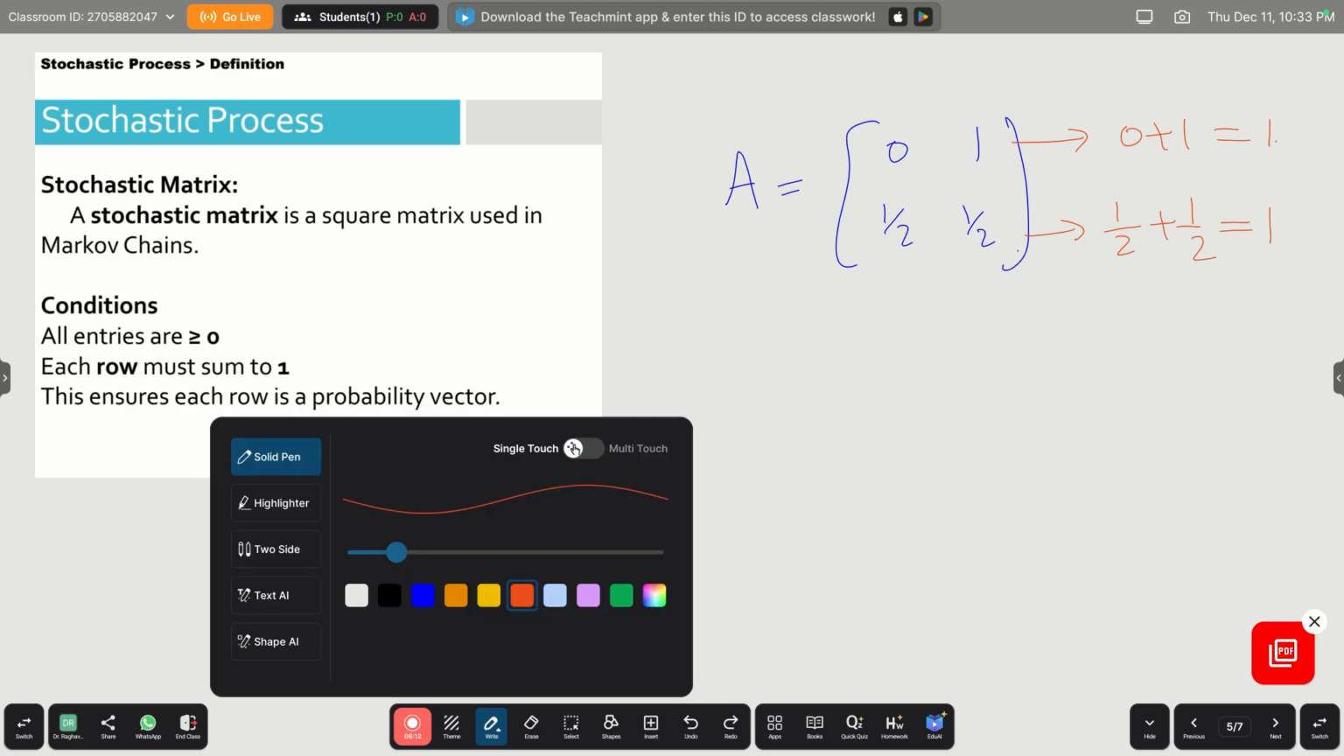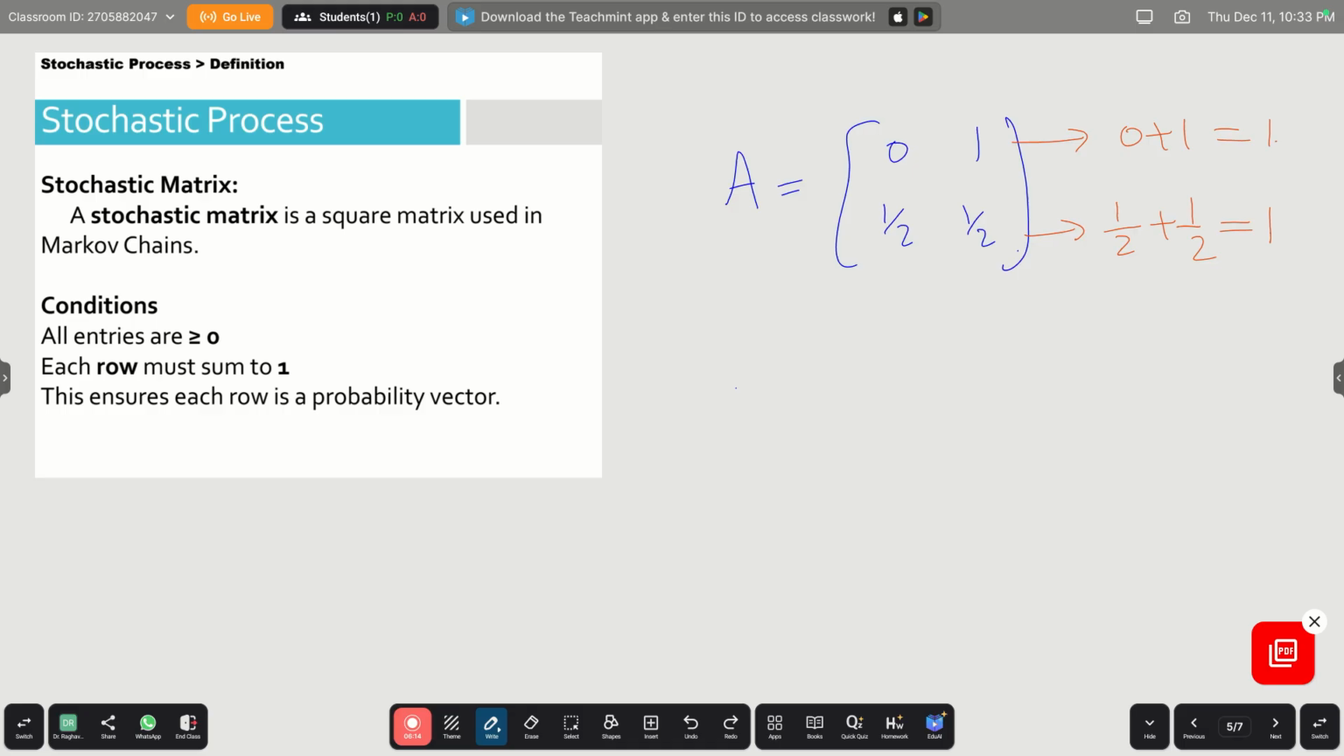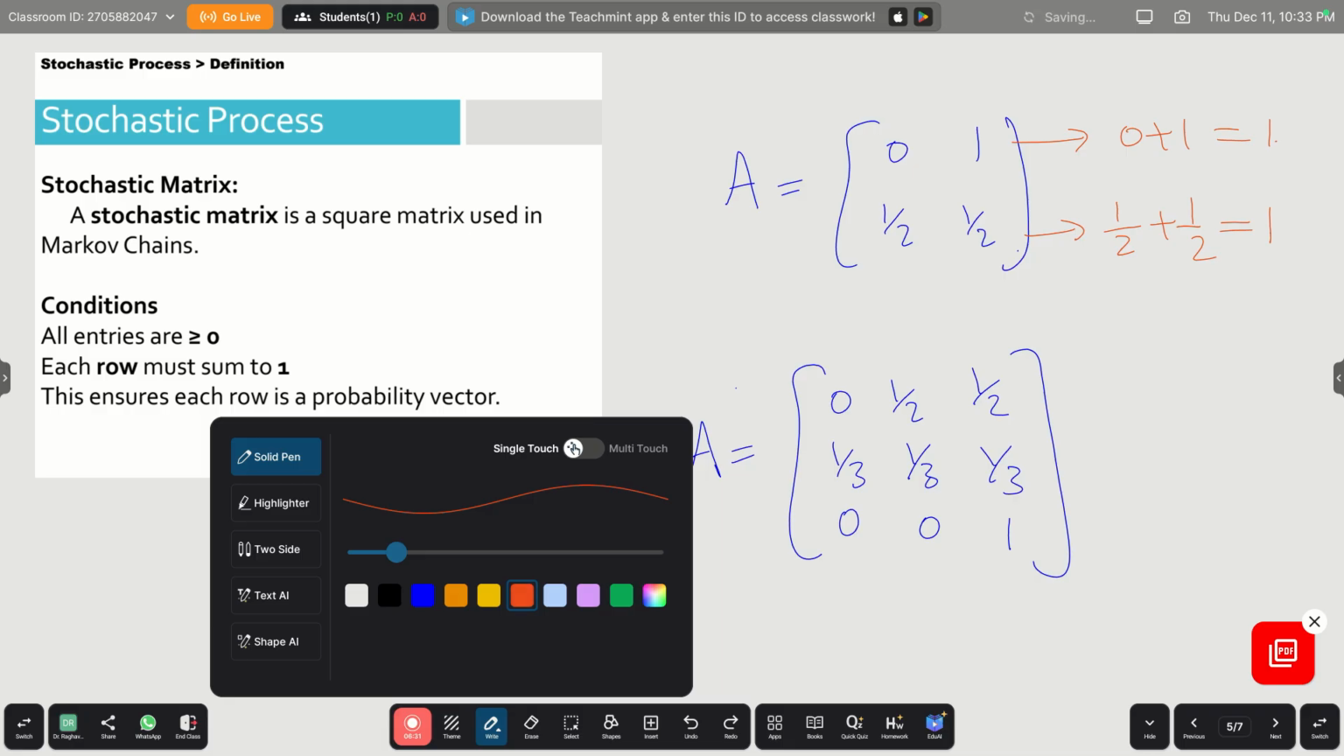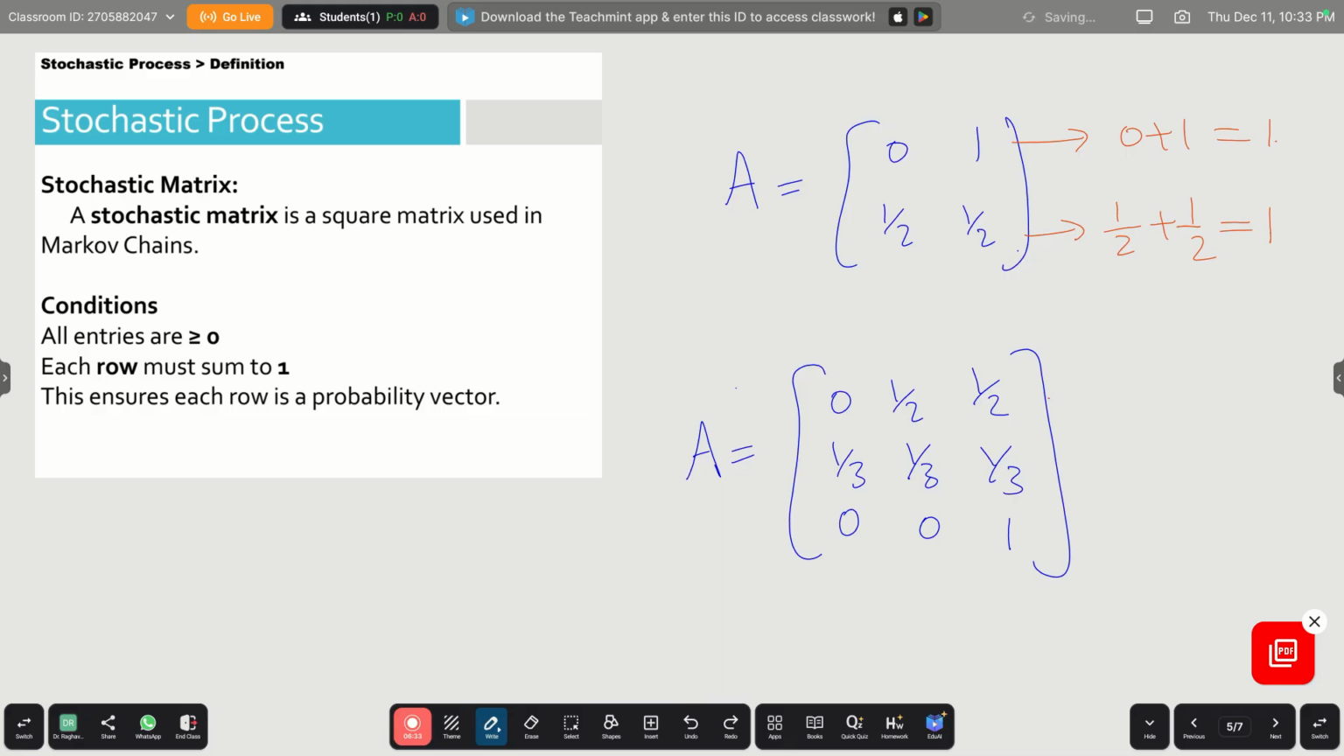Let me take a 3 cross 3 matrix. A is equal to 0, 1 by 2, 1 by 2; 1 by 3, 1 by 3, 1 by 3; 0, 0, 1. Is this a stochastic matrix? Very easily we see that this is a stochastic matrix because 0 plus half plus half is 1, 1 by 3 plus 1 by 3 plus 1 by 3 is 1.